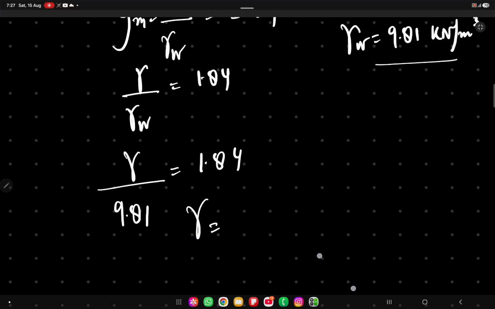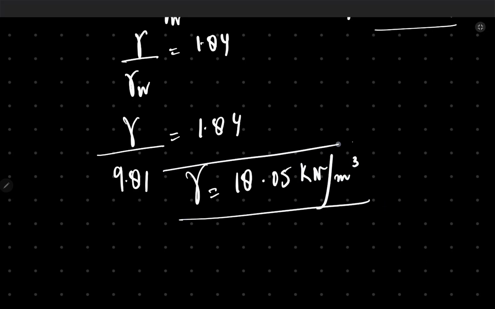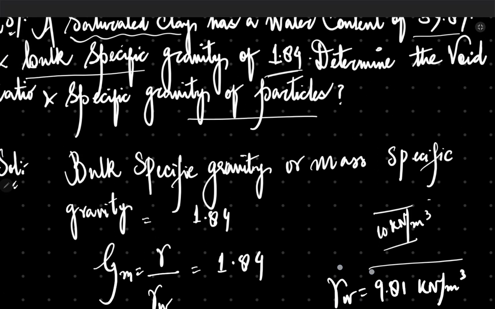So the bulk unit weight is equal to how much? It is 18.05 kilonewton per cubic meter. All right, so this is the bulk unit weight.